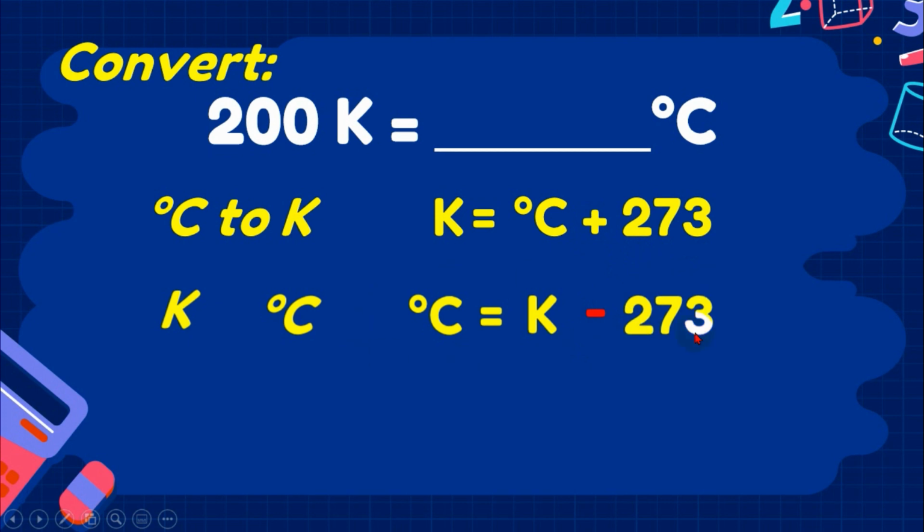So, eto na yung magiging basis natin sa pag-solve. Dito na tayo. Okay? So, then again, papalitan na natin si Kelvin dito ng 200. Saan galing si 200? From the given. And then, mag-solve ka na. What is 200 minus 273? Use your calculator. Please grab your calculator. Compute degrees Celsius is equal to negative 73. So this is your final answer.